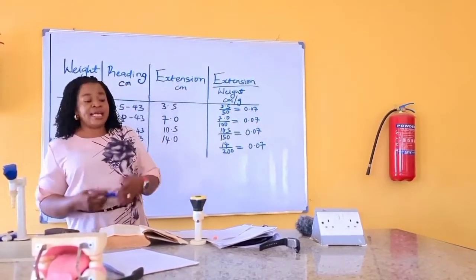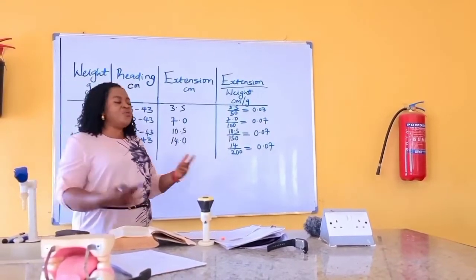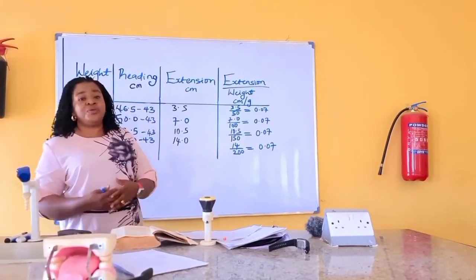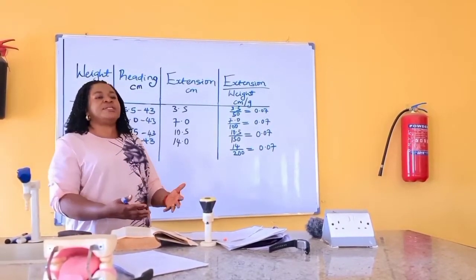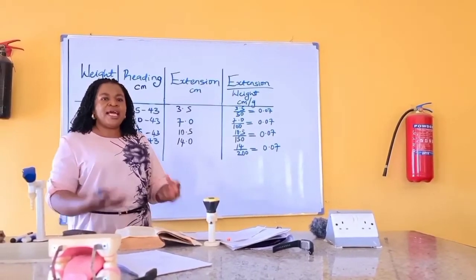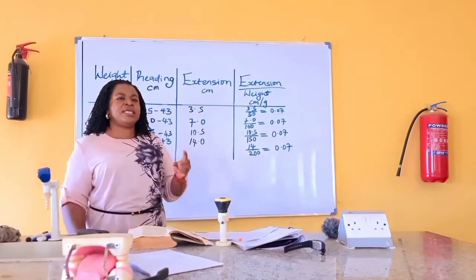This shows that extension increases proportionally to the weight causing it. And this tells us that the gravitational pull, the earth pulls every object to its center with the same force.